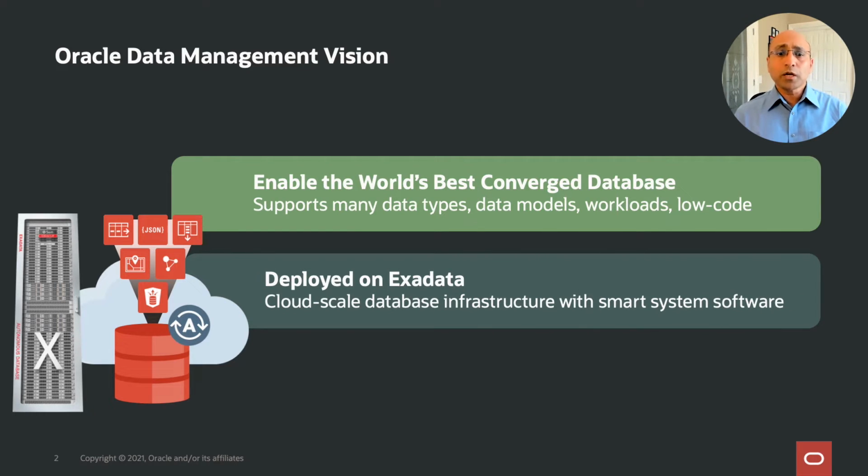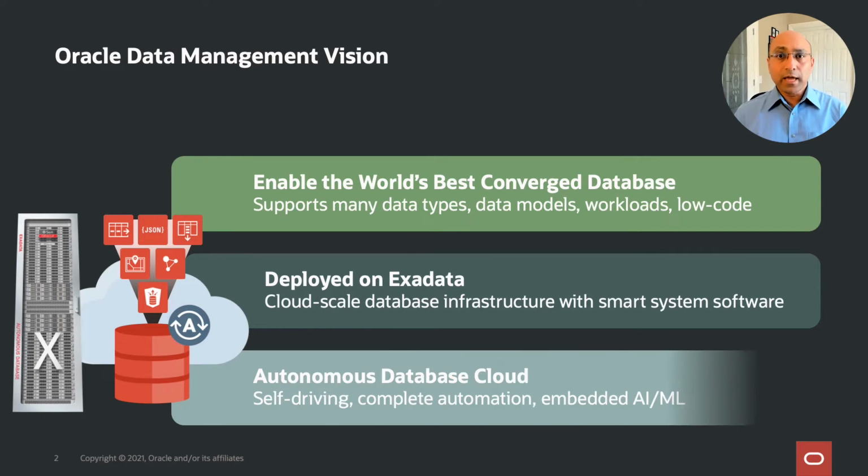Number two, deployed on Exadata, cloud-scale database infrastructure with extremely smart system software that is all optimized for the Oracle database. And number three, the autonomous database cloud, self-driving, self-tuning, completely autonomous with embedded AI and machine learning technologies as part of the service.